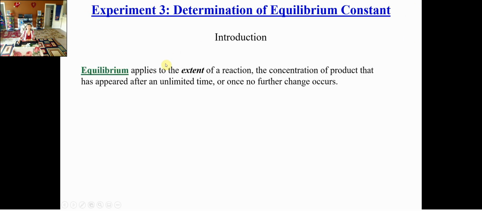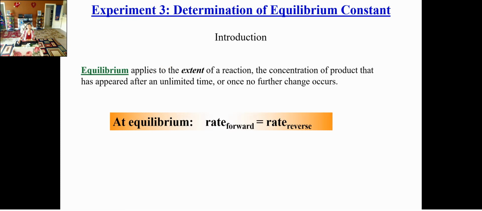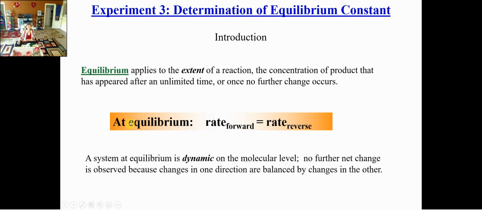We are going to give you a brief introduction about equilibrium. As you already know, equilibrium applies to the extent of a reaction, the concentration of your product that has appeared after an unlimited time, or once the concentration of your product has no further changes. At this point, we call it dynamic equilibrium. At equilibrium, the reaction rate for the forward direction is the same as the reaction rate for the reverse reaction.